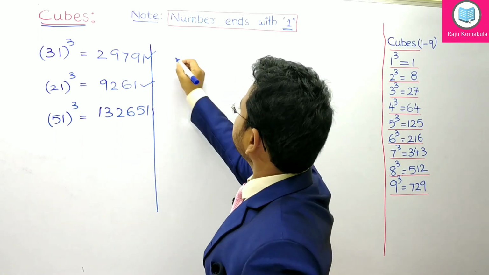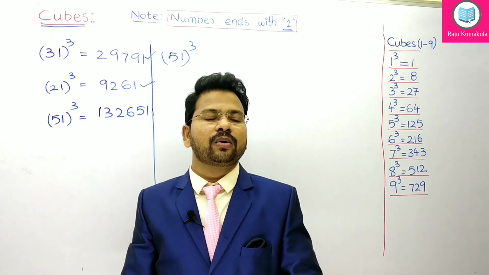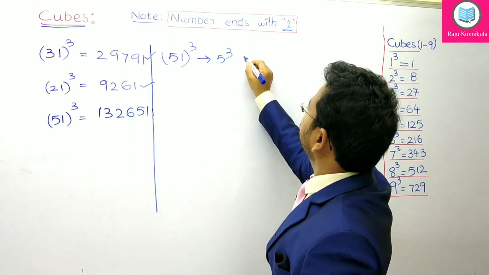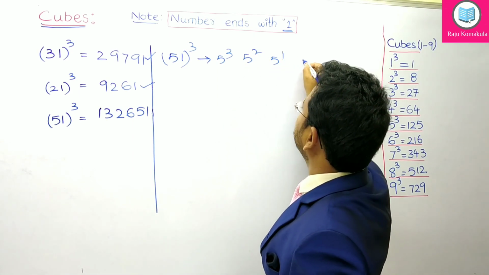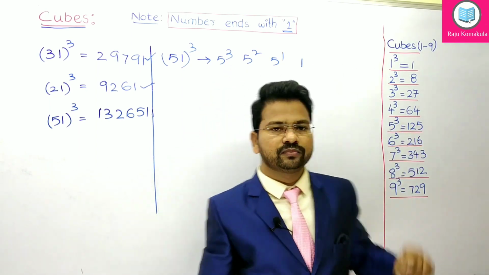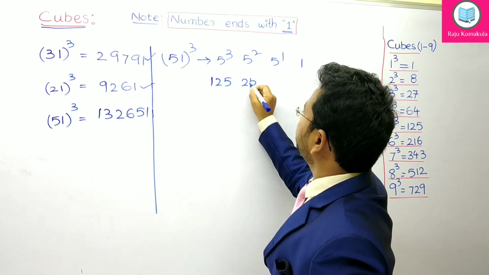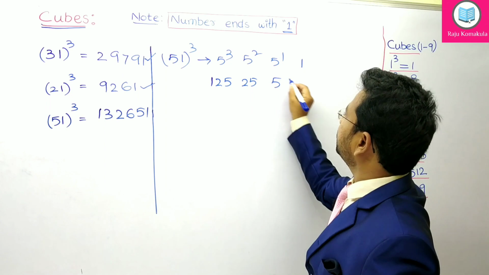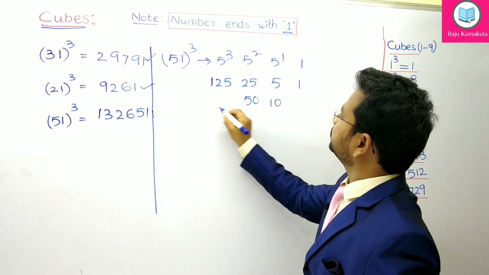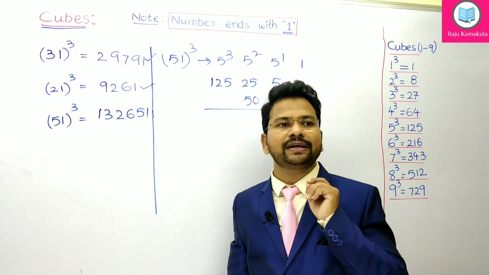51 cube. Now you will get better clarity. That is 5 cube, 5 square, 5 power 1, and the last 1 only. What is 5 cube? 125. 5 square is 25. Here 5 and 1. Double of 5 is 10. Double of 25 is 50. Now add them. Always take only one digit.